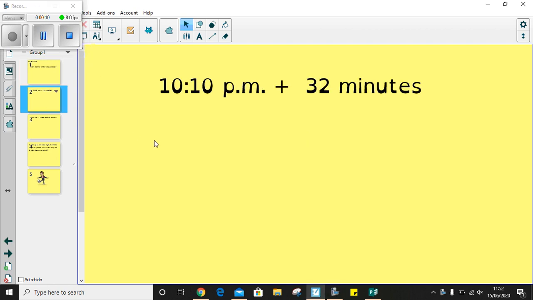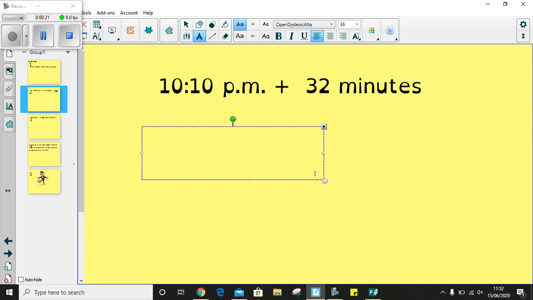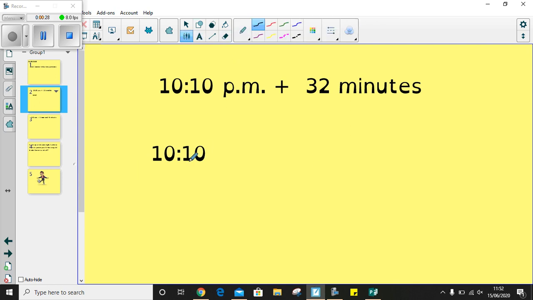So our first one that we're going to look at, it's 10 past 10 p.m. and we want to add 32 minutes onto there. So if I'm having a look at doing that, I know that I'm not going to look at my hours just yet. All I am going to focus on is my minutes. Now I know that I need to add 32 minutes on to 10 here. Now I can do that in my head because 10 add 32 is going to equal 42.